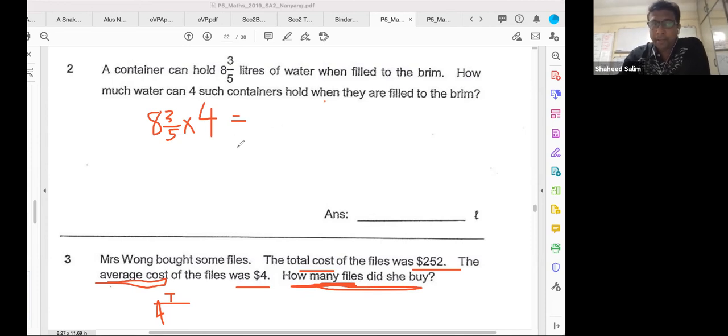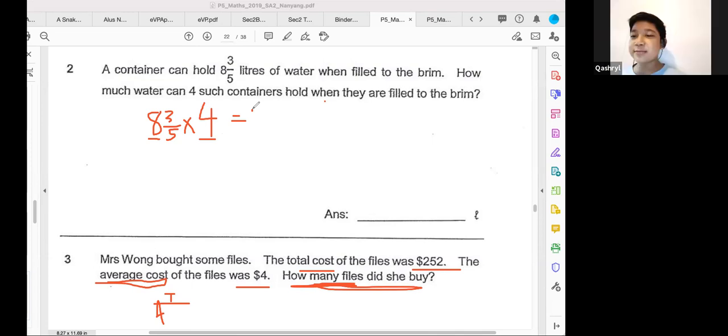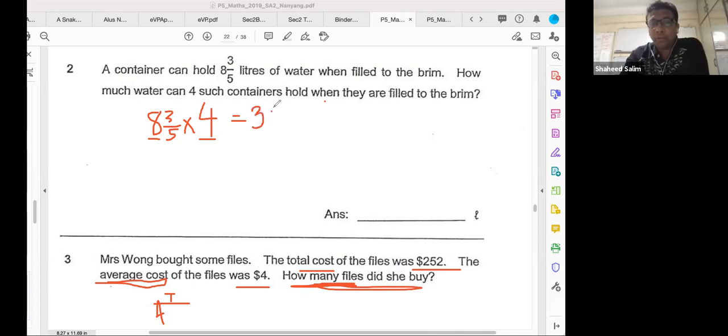I show you one method, okay? You take 8 times 4 first. This one is the fastest method. 8 times 4 is what? What's the answer? 8 times 4, anyone? 8 times 4, 32.